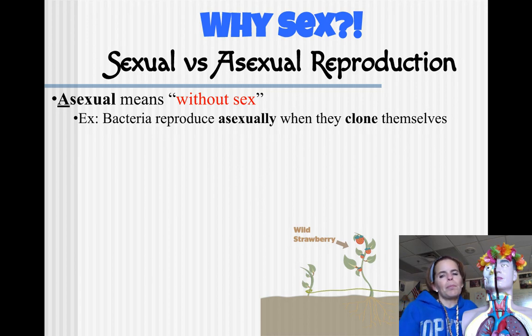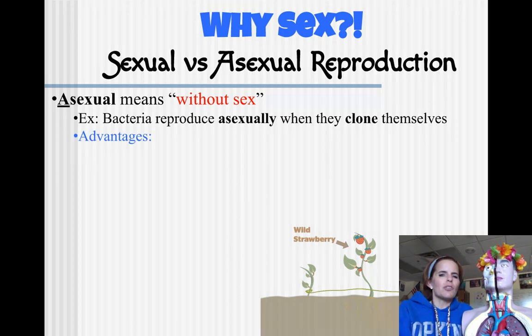Actually, the strawberry plant down at the bottom can reproduce sexually or asexually. The runner plants are just clones of the original parent plant. So that's an example of asexual reproduction. Strawberries also produce flowers that can be pollinated by things like bees and butterflies, and that's sexual reproduction. So strawberries can do it either way.